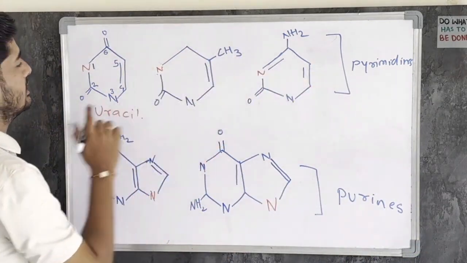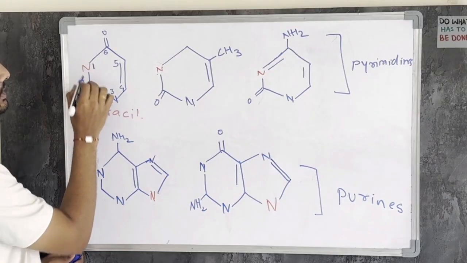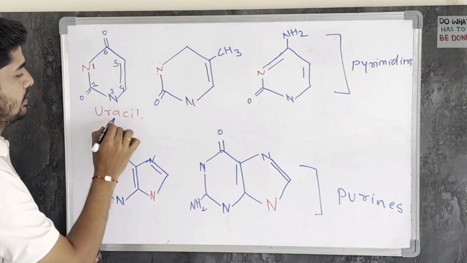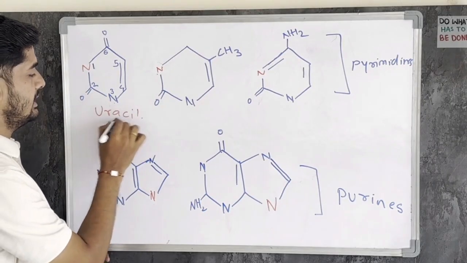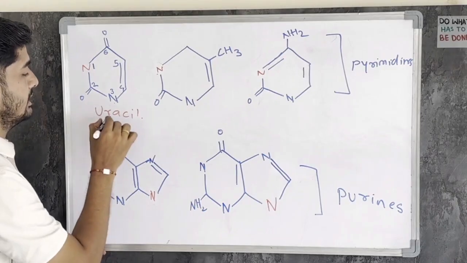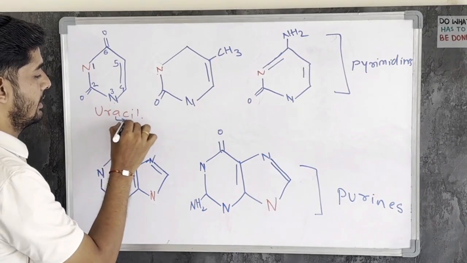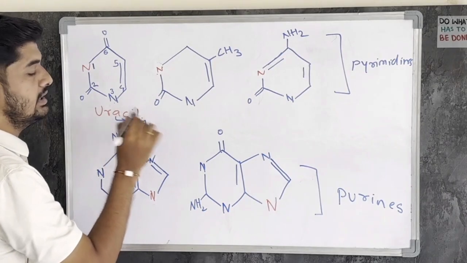So in this pyrimidine, the nitrogen is present at the first and the third position. So this is the uracil, and uracil is only present in the RNA. We have to remember that uracil is only present in the RNA.